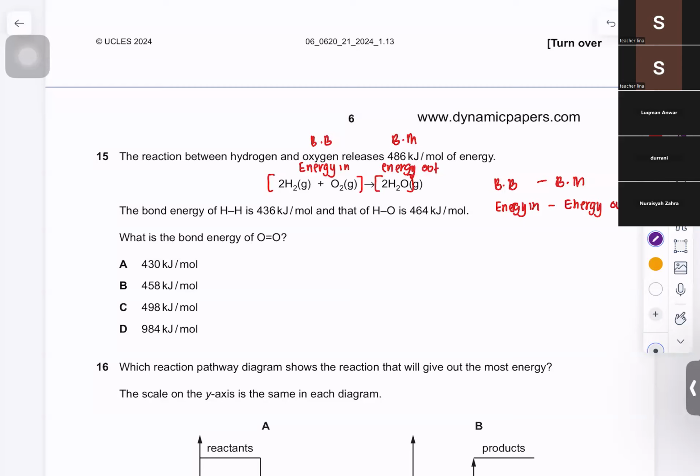Okay, so now the reaction between hydrogen and oxygen, the release, dia dah mention sana sini, the release, the 486. So maknanya release 486, it will become negative 486. Oh teacher, why negative? Release means negative. If they said that absorb, then you can say positive 486. Okay, yang tanya teacher ni, is it clear? Faham tak this one?